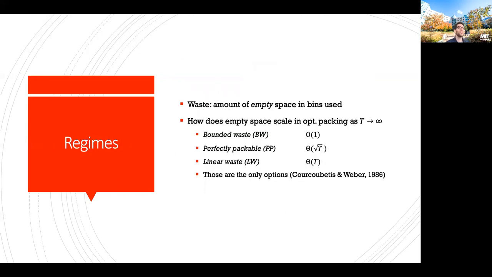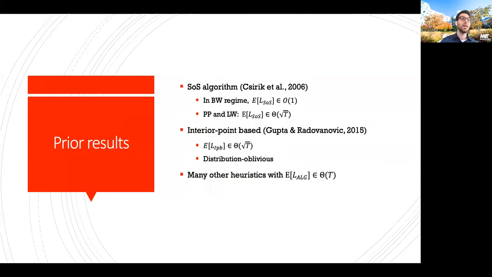Now, in order to characterize our results and also compare them with what exists in the literature, it will be useful to define another concept, which is that of waste. Waste is defined as the amount of empty space across all bins that have been created. A classical result by Coffman, Courcoubetis and Weber states that the waste in the clairvoyant optimal packing either remains bounded by a constant as the time horizon grows large, or it scales as the square root of the time horizon, or it scales linearly with the length of the time horizon. The prior results in the space have loss guarantees that depend on which of these three regimes we're in.